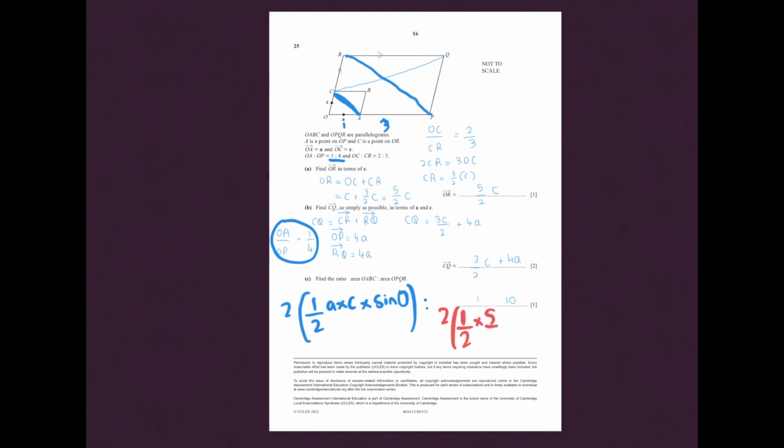Half into 5/2 c into what was OP, guys? 4a, right? Into sine O. So this 2 cancels out, half cancels out, c and c cancel out, a and a cancel out, sine O cancels out. So what am I left with here, guys? Nothing, that means 1. And what I'm left with here, this cancels out 2 and 4, so it's going to be 10. Do you get this, bachcho? That's it for May June 2022 variant 12.